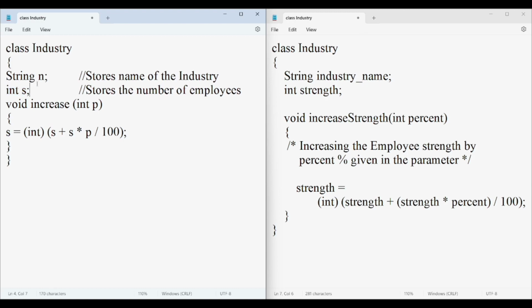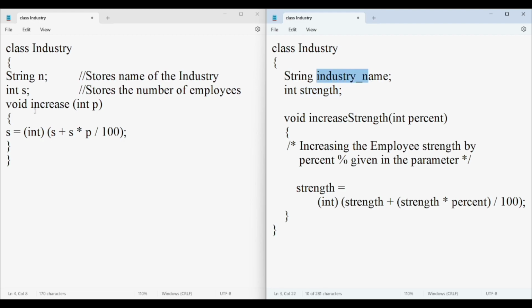Instead of using n and s, on the right hand side I have created a string variable called industry underscore name. So this industry_name is a significant variable here. Similarly, to store the number of employees, I have taken a variable int strength. So it clearly indicates, I need not write any kind of comment here saying that this variable is storing the number of employees. So this is how we create the significant names.